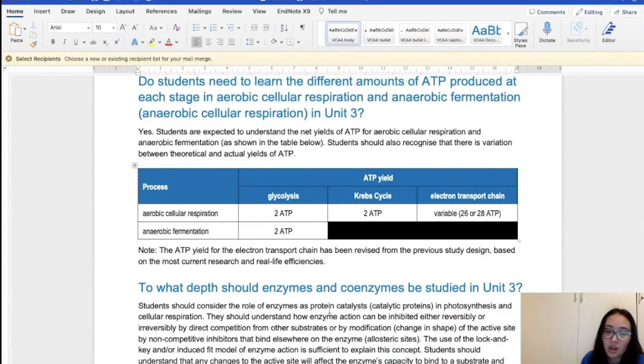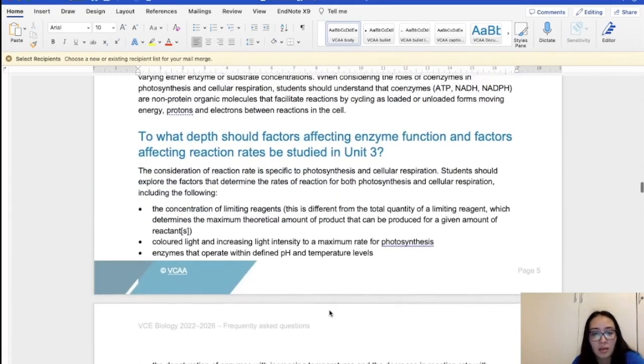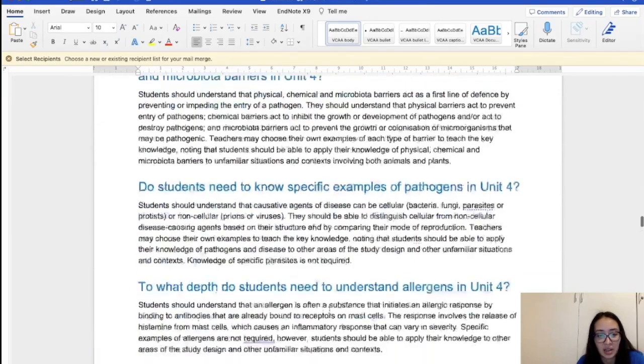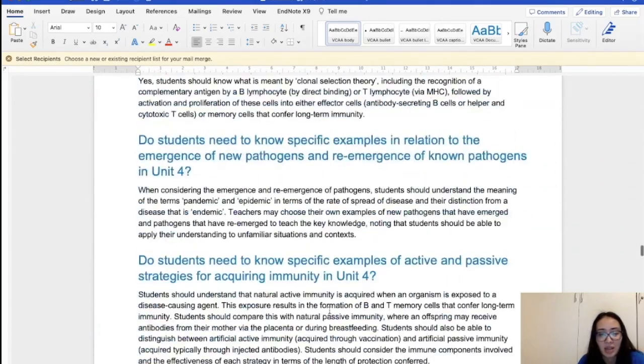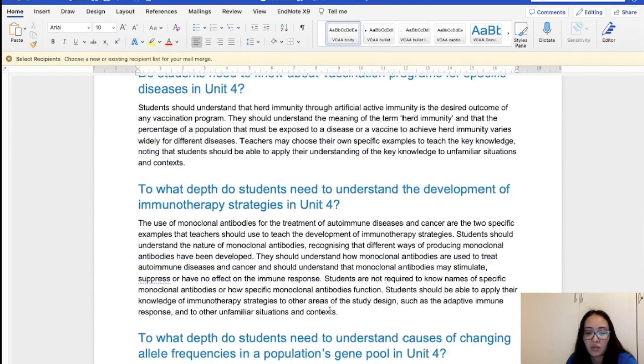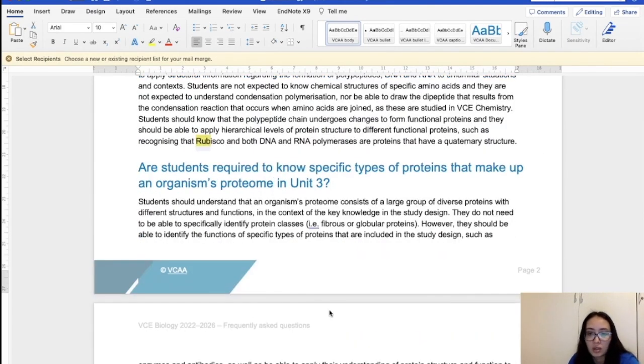Once again, this document is a lifesaver. I haven't actually taught photosynthesis this year yet, but every year it's just so intense. Let me just control F for Rubisco. Oops, Rubisco enzyme. There it is.